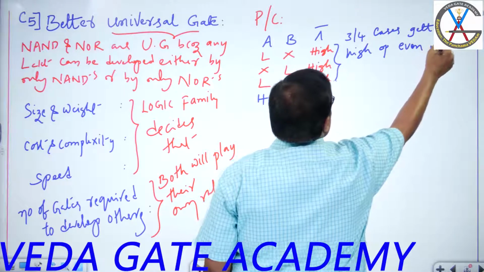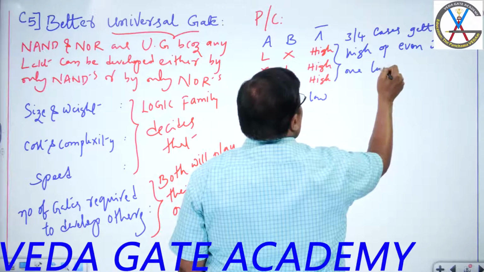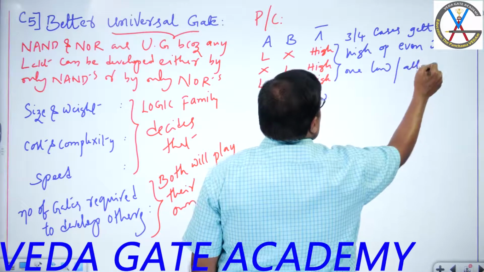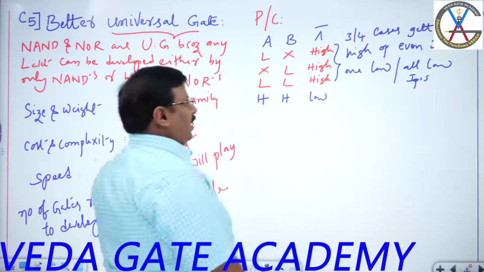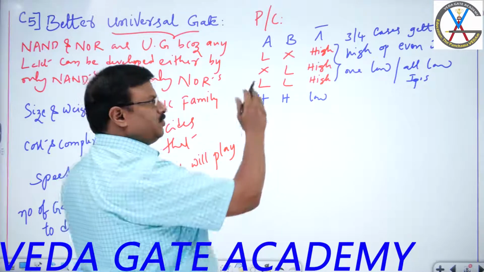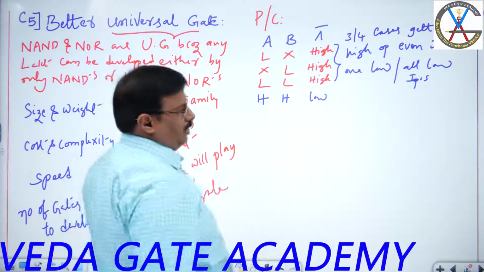even with 1 low or all low inputs. Please conclude. In 3 by 4 cases, NAND is getting a high output even with 1 low or all low inputs. Even if 1 is low or all are low, it is getting a high output.